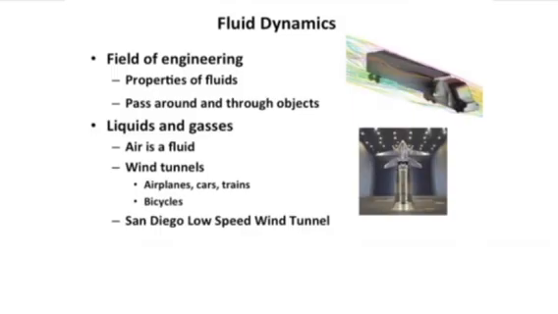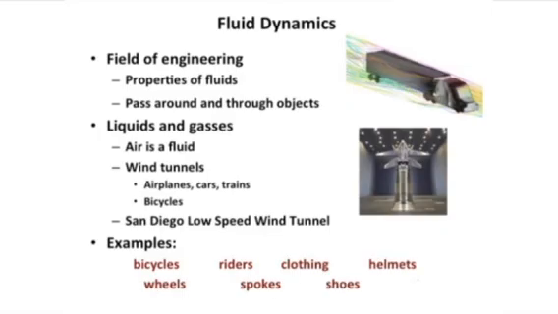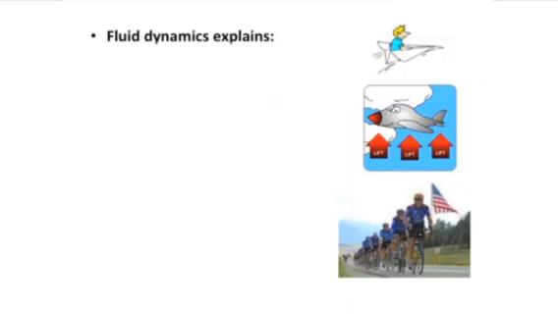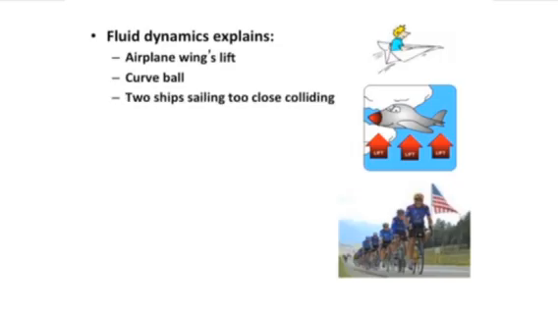So it turns out that most of the aerodynamic drag testing that's done in a wind tunnel is done in San Diego at the low-speed wind tunnel. And everything associated with bicycles has been to the San Diego tunnel. The bicycles, the riders themselves, and their positioning on the bike, clothing, helmets, wheels, spokes, shoes, tires, and more. Fluid dynamics helps us explain a lot of interesting things. Why an airplane generates lift, a curveball, why two ships sailing too closely together collide, fast bicycles, tandems, and drafting. We'll actually look in some depth into some of these.